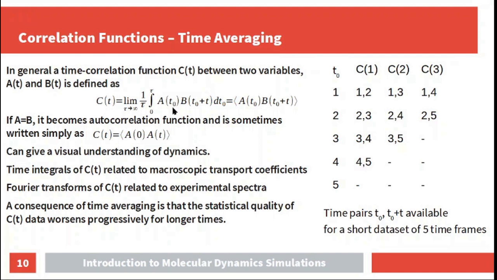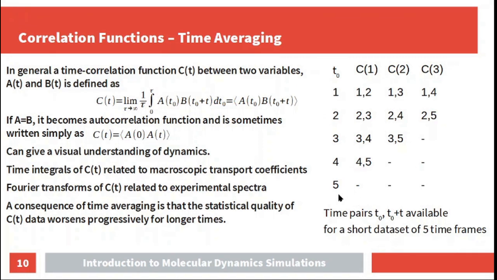What you do is you take a starting time t0, find out A at that time, take next time t0 plus t, find B at that time, and then take their product. After that, what you need to do is you take an average over all t0s. That means you first find out the sum over all t0s here and then divide by tau, which is equivalent to integrating this with respect to dt0 as t0 goes from 0 to tau and then divide by tau. This would become a bit more clear when we talk about this table here.